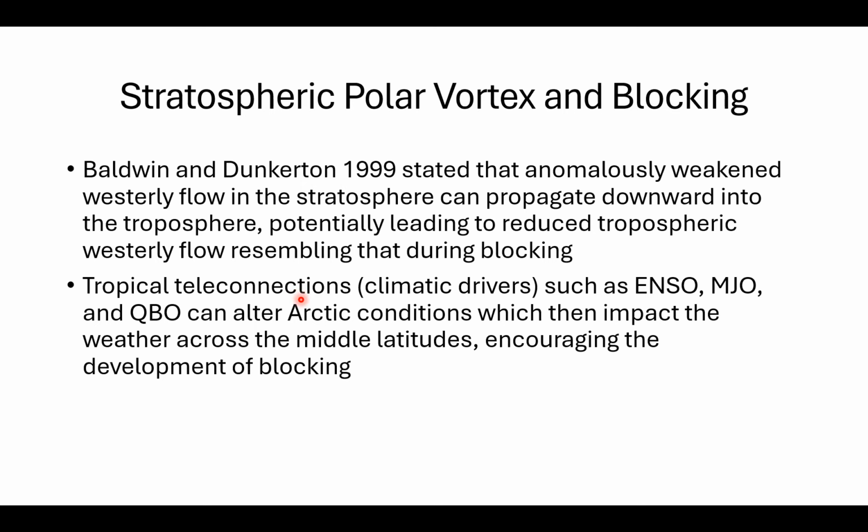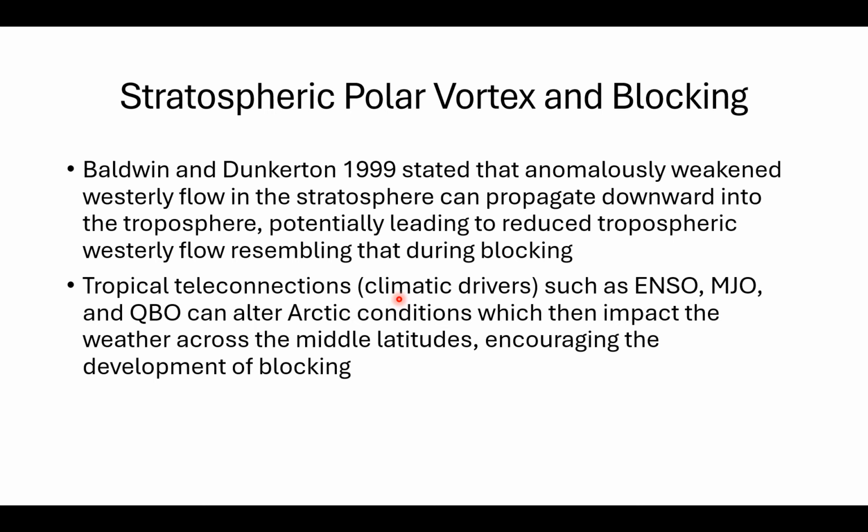Additionally, tropical teleconnections, such as ENSO, the El Nino Southern Oscillation, the MJO, the Madden-Julian Oscillation, and the QBO, the Quasi-Biennial Oscillation, can alter Arctic conditions, which then impact the weather across the mid-latitudes, encouraging the development of blocking. So, we talk about the Arctic mid-latitude connection, right, with the weather, when we talk about the stratospheric polar vortex and what it's doing each winter. But let's not forget about the tropical pattern drivers. What is the ENSO state for that particular winter?